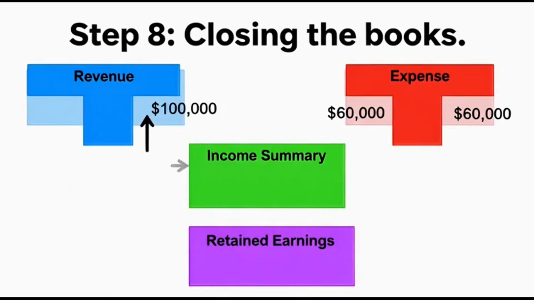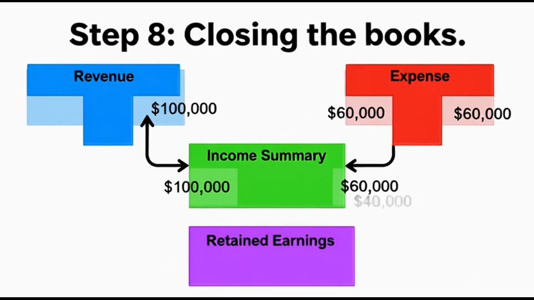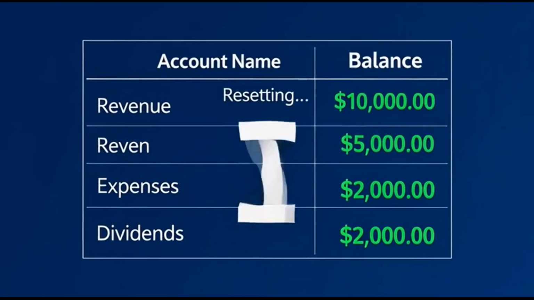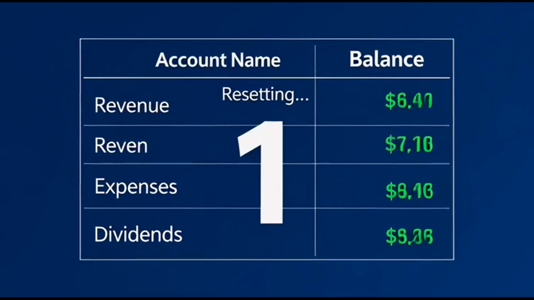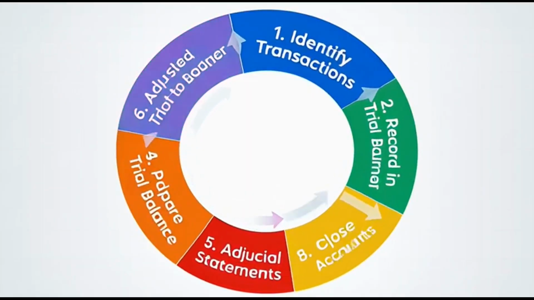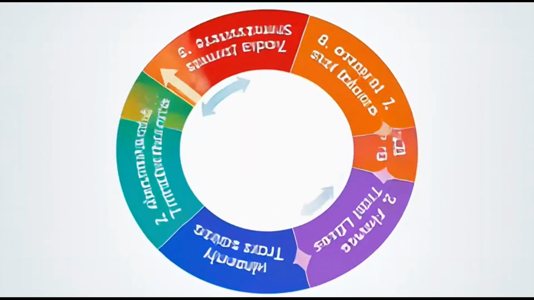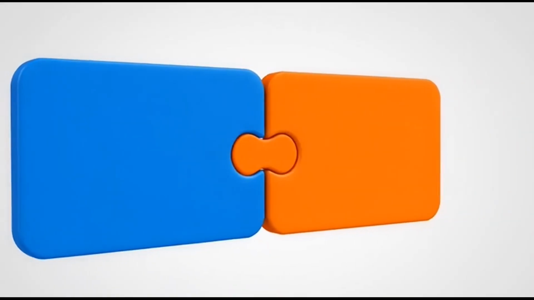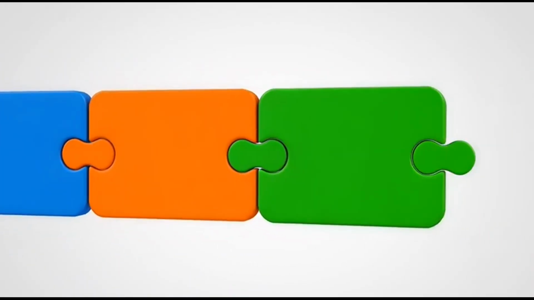Step 8. Closing the books. Temporary accounts reset for the next accounting period. These 8 steps form a continuous accounting cycle. Each step builds accuracy and financial control.